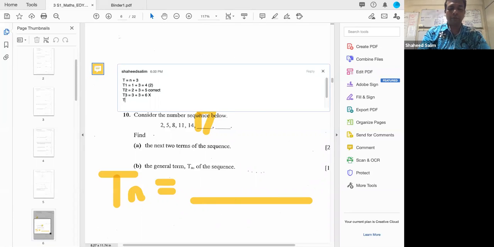T4 means the fourth term, which is 11. 4 plus 3 equals to 7. This is wrong also. So how? Can you come up with another formula?